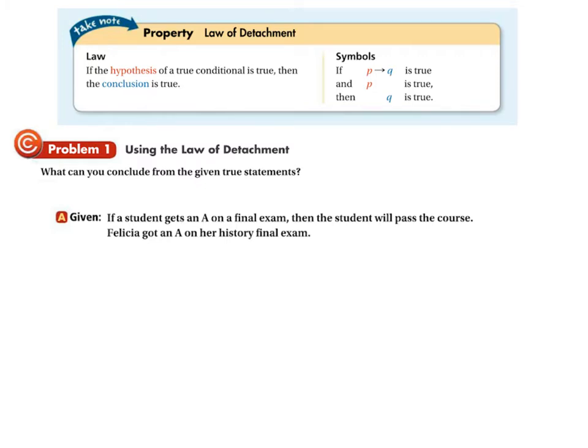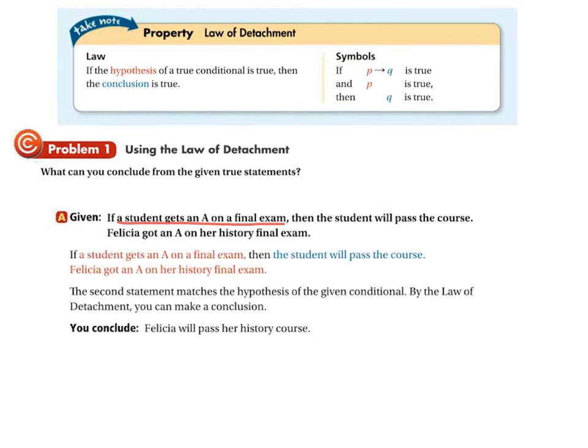Okay, what can you conclude from the given true statements? If a student gets an A on the final exam, then the student will pass the course. And Felicia got an A on her history final exam. So what we're doing is we're saying this is a true conditional. Let's say we're given that that's true. And does the next statement meet this condition that the student gets an A on a final exam? Yes, it does. Felicia got an A on her history final exam. So what does that mean for us? We can determine that the conclusion is true. So Felicia will pass her history course.